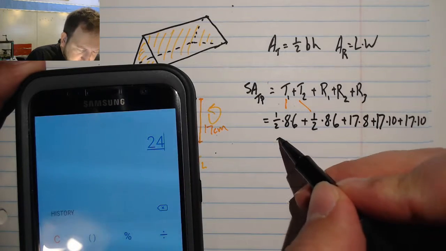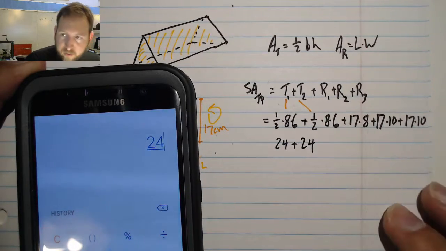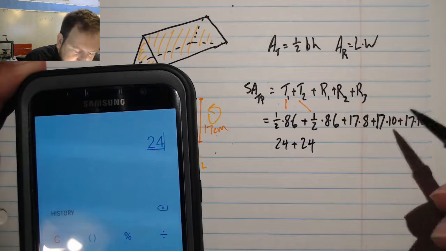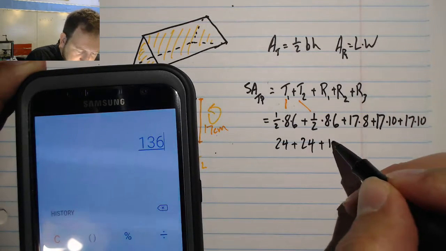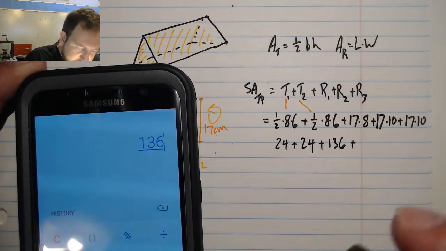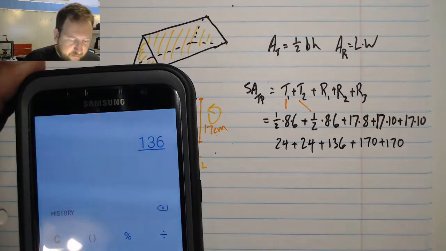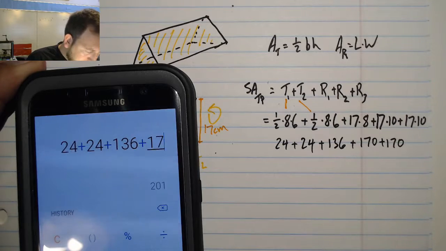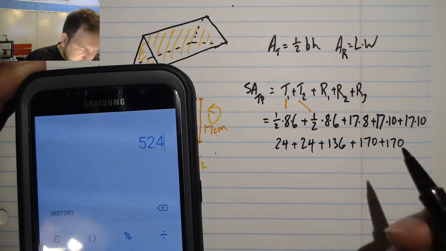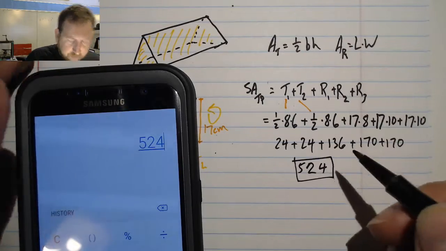It's going to give us 24 plus, this is exactly the same, 24, plus 17 times 8, which is 136, plus 17 times 10, which is 170, plus 170. And if I add all of this up, 24 plus 136 plus 170 plus 170, it's going to give us our total area of 524.